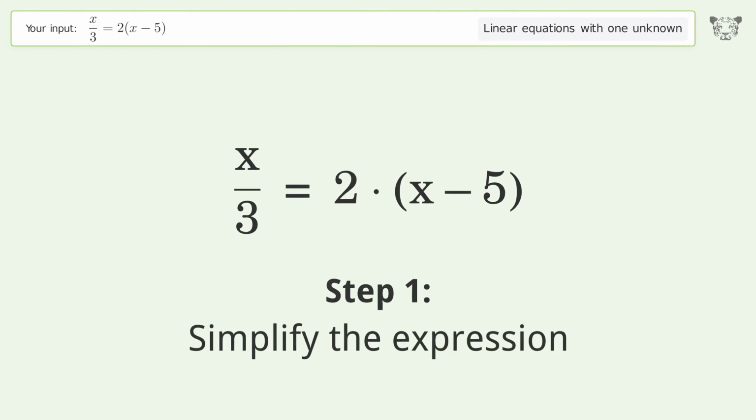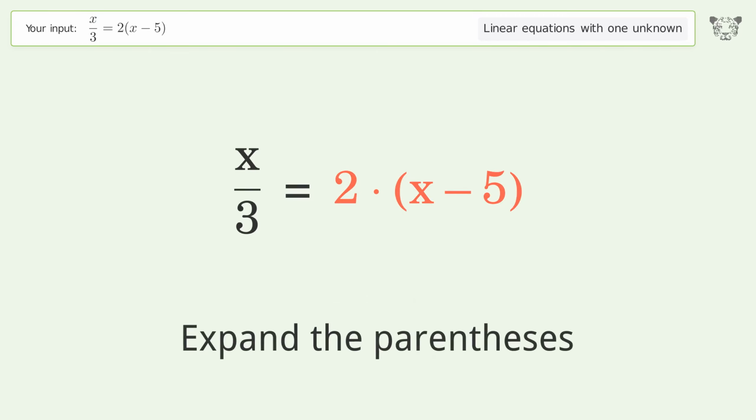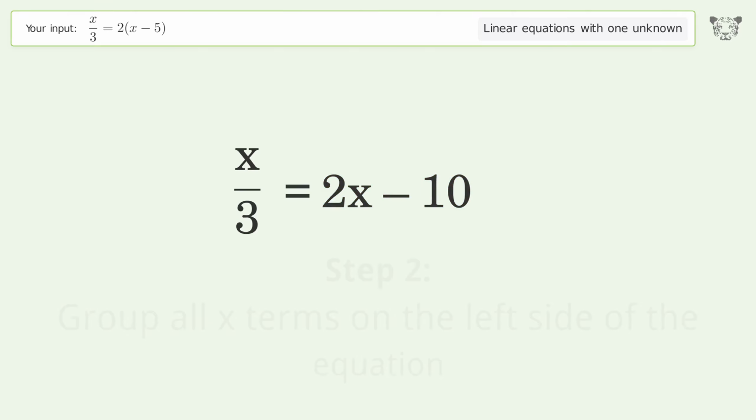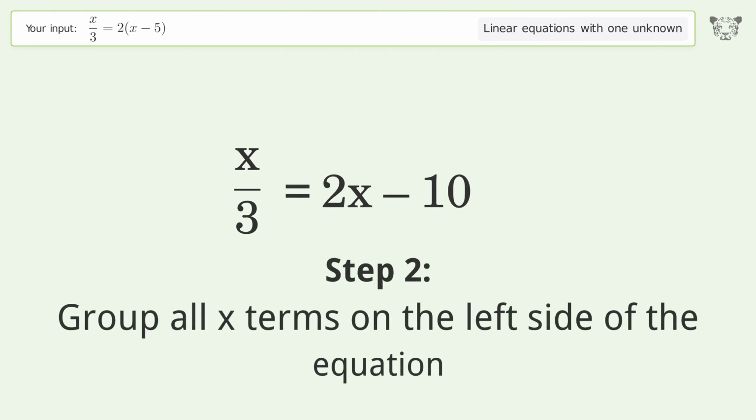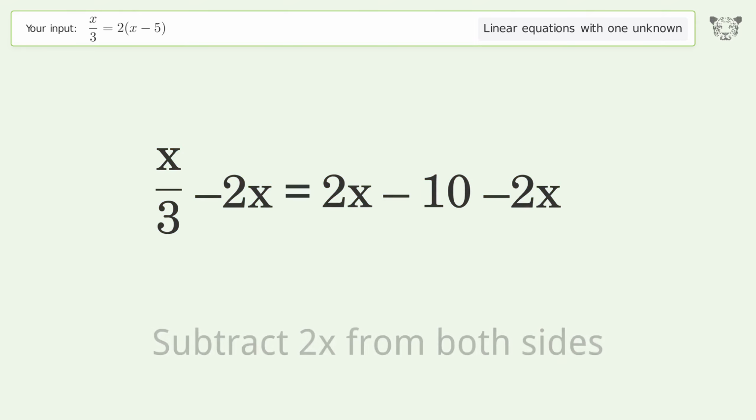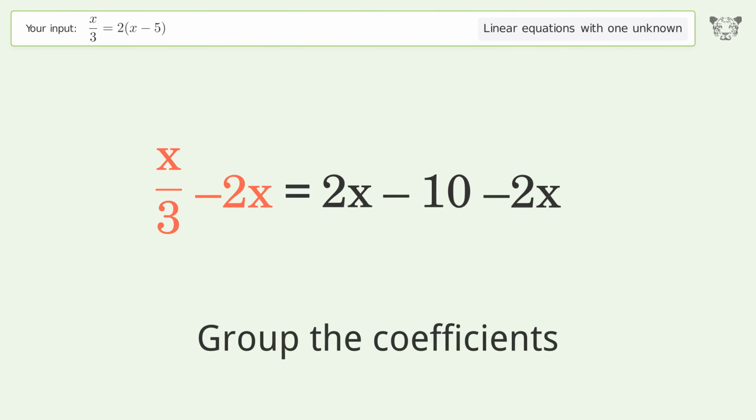Simplify the expression. Expand the parentheses. Simplify the arithmetic. Group all x terms on the left side of the equation. Subtract 2x from both sides. Group the coefficients.